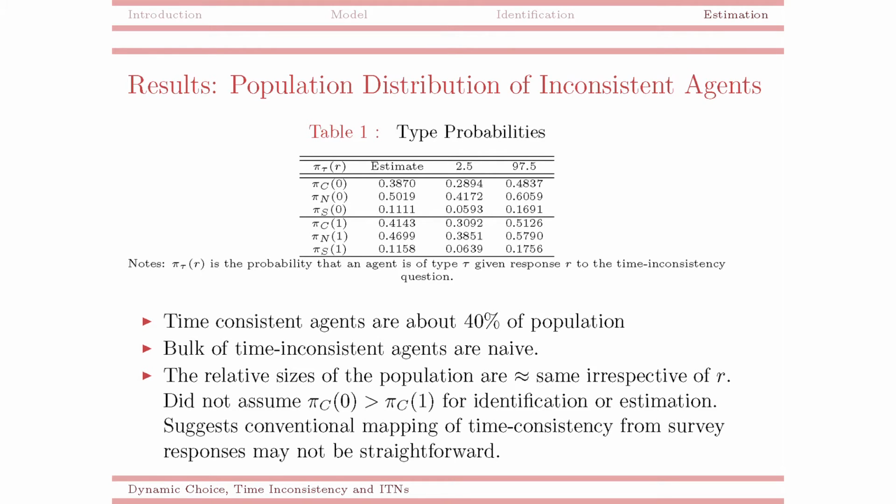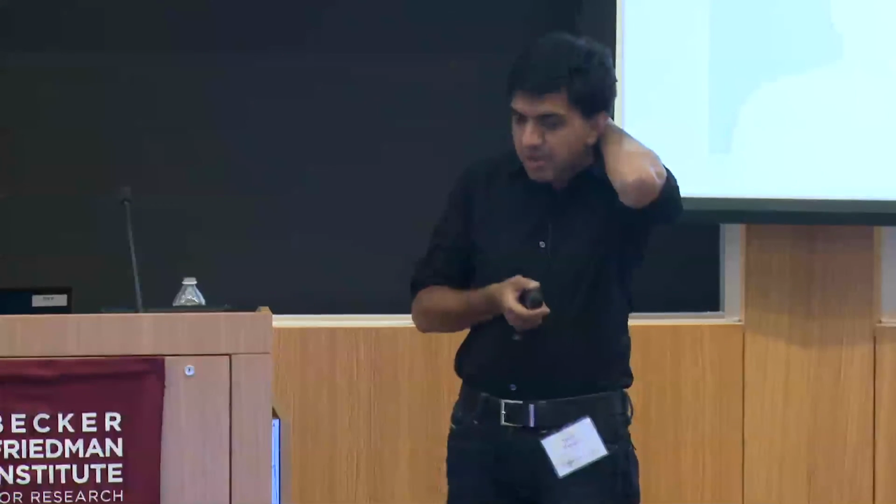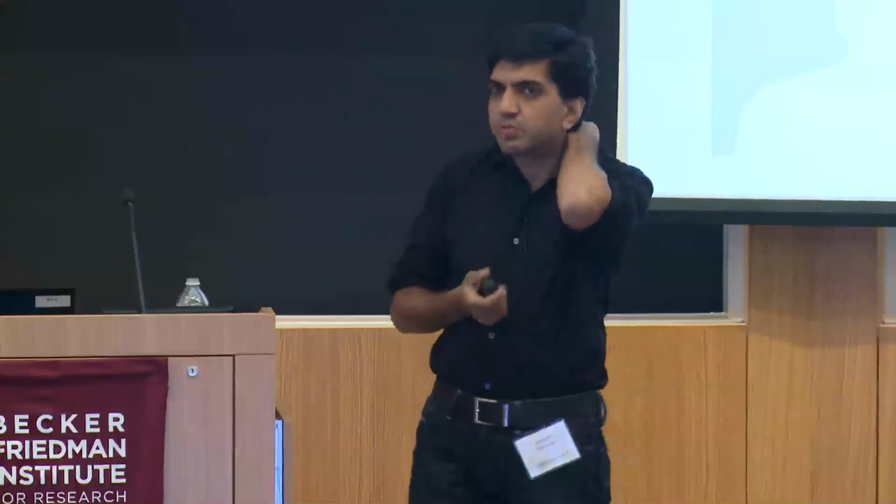And if you literally believe that the survey responses were very informative about time preferences, then the probability that you were consistent, given that you were inconsistent in the survey, should be equal to 0. But what we see here is that it's approximately the same as when you have R equal to 0. Right? So this is one piece of evidence that suggests that these mappings from survey responses about time preference questions directly to time preferences may not be straightforward.